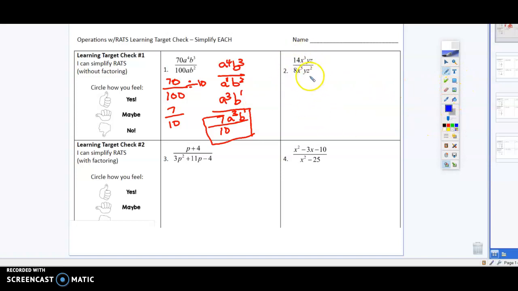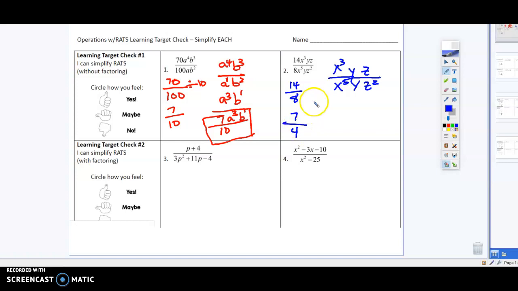All right, over here, we're going to do the same thing. We're going to separate our numbers, and then we're going to separate our variables. All right, so when we do this, we're going to start with our numbers first. What's my greatest common factor over here? My greatest common factor is 2, because they're both divisible by 2, and that's the biggest one that they're both divisible by. And that's going to give me 7 over 4.